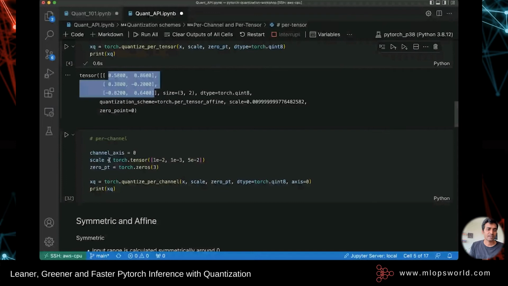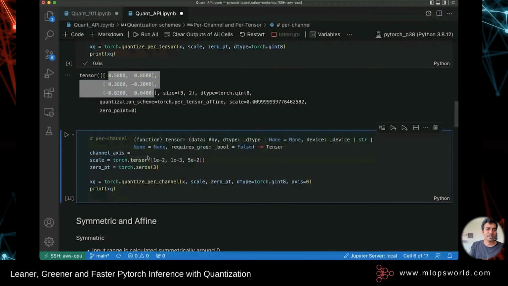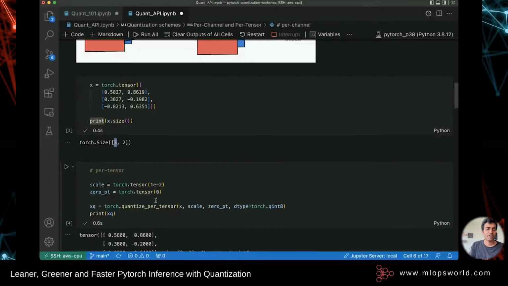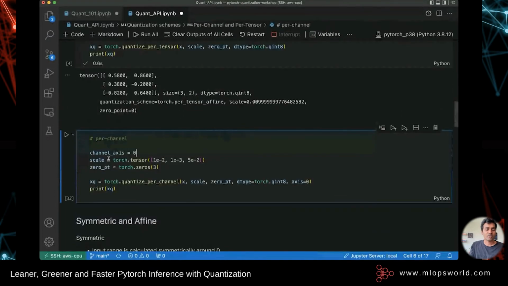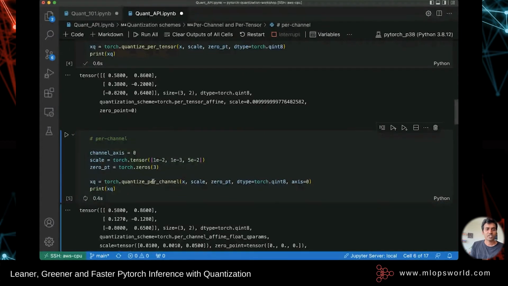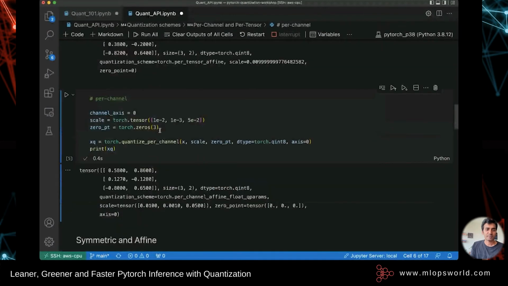Similarly, for per channel, you define your channel axis. That is the first dimension in your input tensor, which most typically is your channel. Sometimes it's a batch, but here it's the channel. So you have three channels, and therefore you'll have three sets of scales and three zero points. When you do the quantize per channel, you get very similar results, but it does differ in some places. That's because you're using different scales for these channels.